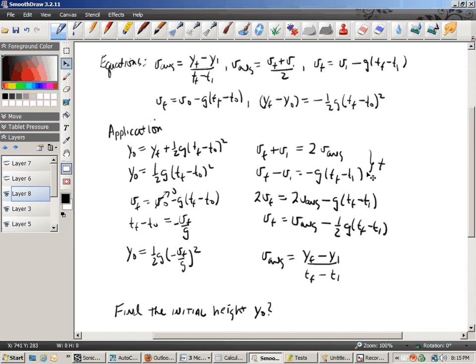Adding these 2 equations, we can solve for the final velocity and obtain it in terms of V average. Now, V average is immediately calculatable. We can find it because we know what yf is, we know what y1 is, we know what tf minus t1 is. That's 1 second.